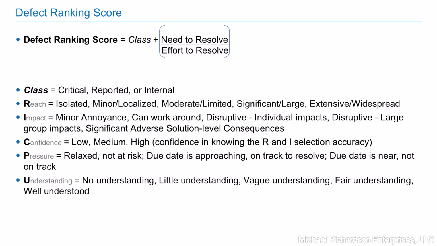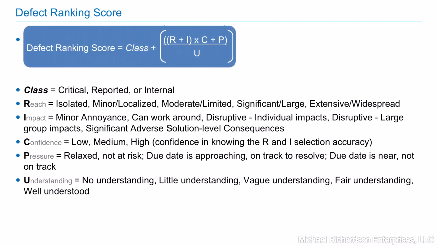Before we get into Excel, let's review the Defect Ranking Score equation and each of the factors to be considered. Here we see the equation, the defect ranking score variables, and typical options that can be used to capture the variable values. In the previous video, we reviewed each of the options, so we won't repeat that now.